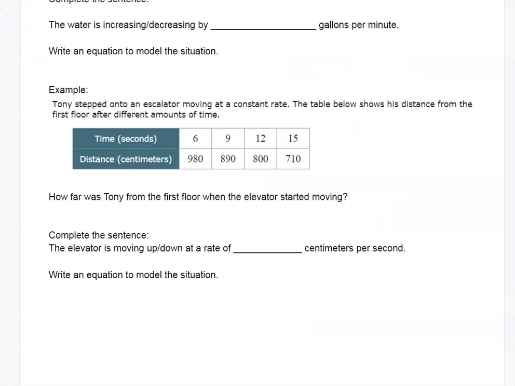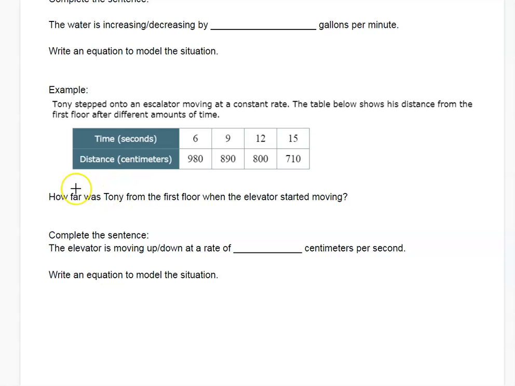Okay, Tony stepped onto an escalator moving at a constant rate. Actually, I think it'd be funny if you had an escalator that wasn't moving at a constant rate, though you'd see a lot of people fall. But that's neither here nor there. The table below shows his distance from the first floor after different amounts of time.